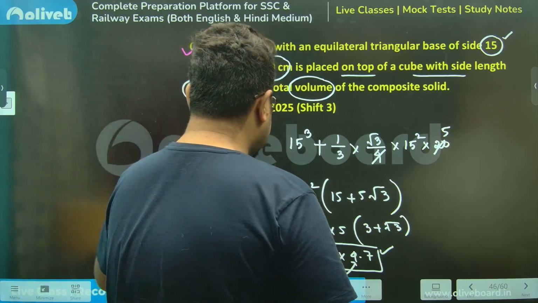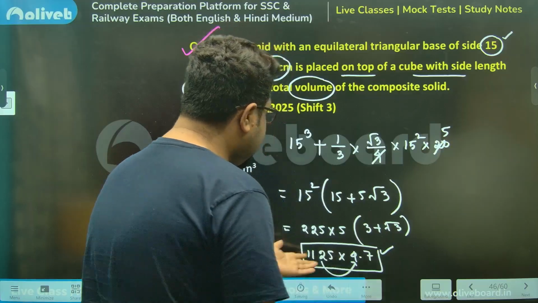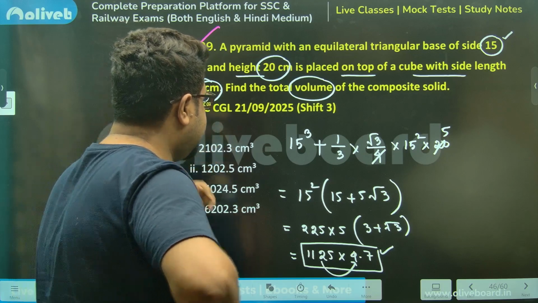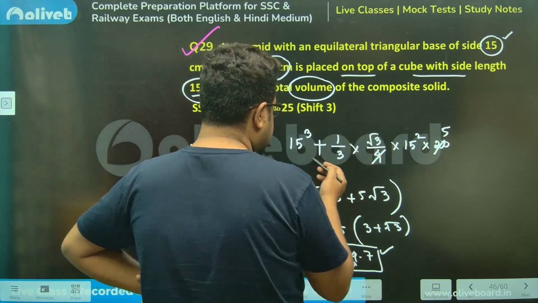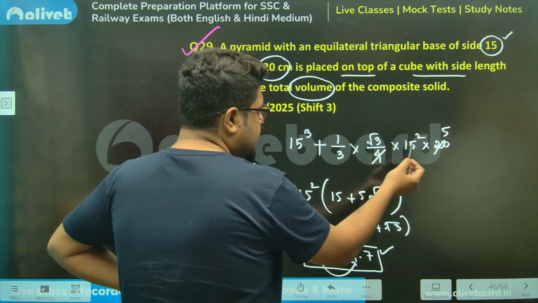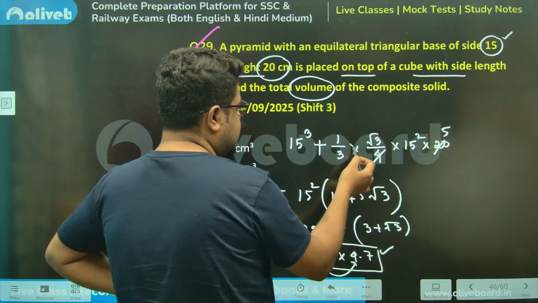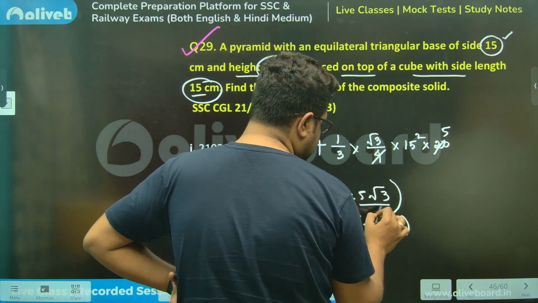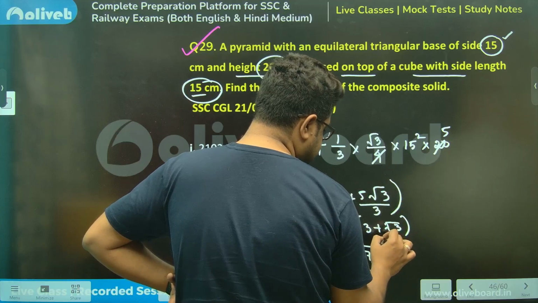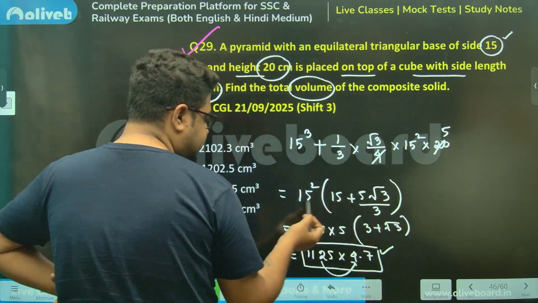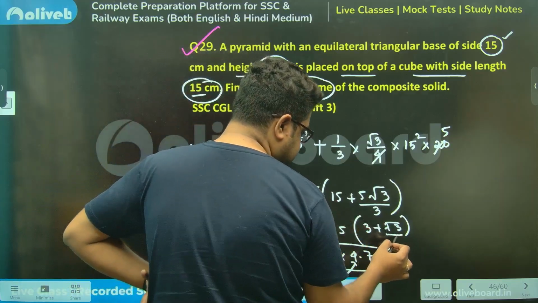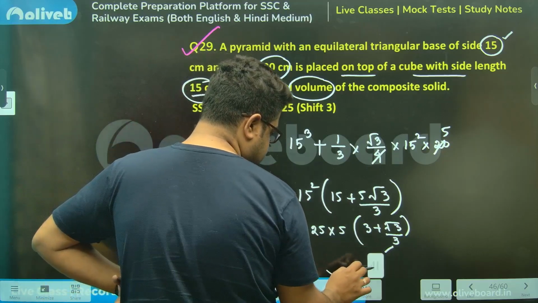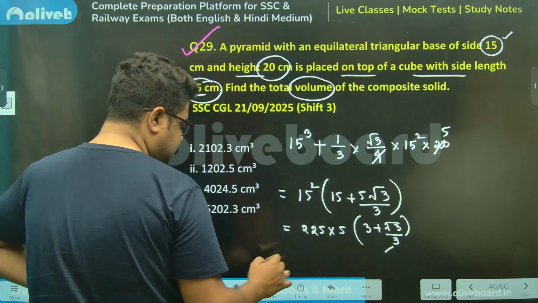This will be less than this, because 12 fives are 6,000. What have I missed? 15 square I've taken, so 15. This is 5. Oh, sir, this was 3, no? This by root 3 I've forgotten to take. 5 I've taken, but this by root 3 was there. So sorry, everyone. I have missed this.